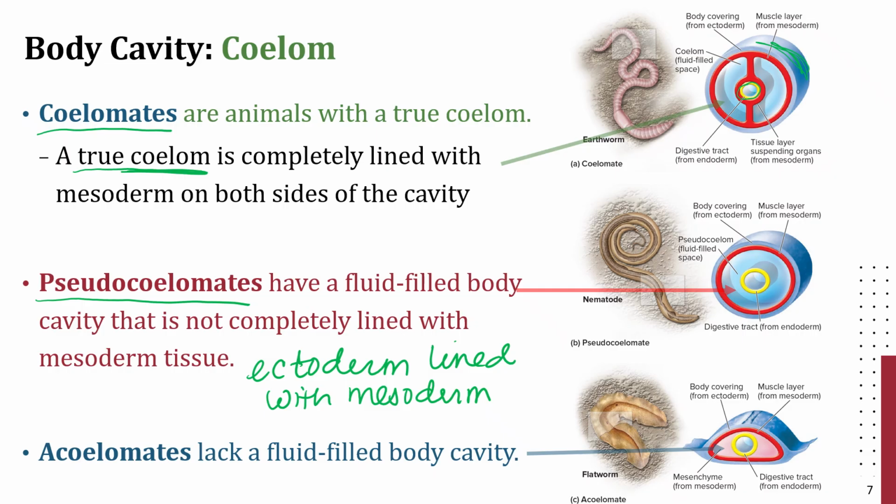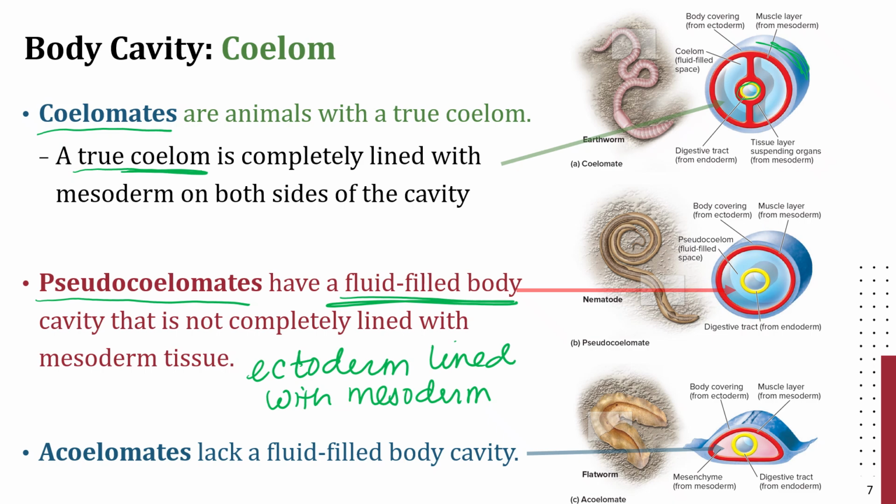Pseudocoelomates have fluid inside their body. This is a fluid that is going to help fill up the space in the organism. We see that fluid in the coelomate as well. So this is kind of what gives these worms their structure. They don't have bones, they don't have exoskeletons. This fluid is basically a non-compressible fluid that helps to give them structure.